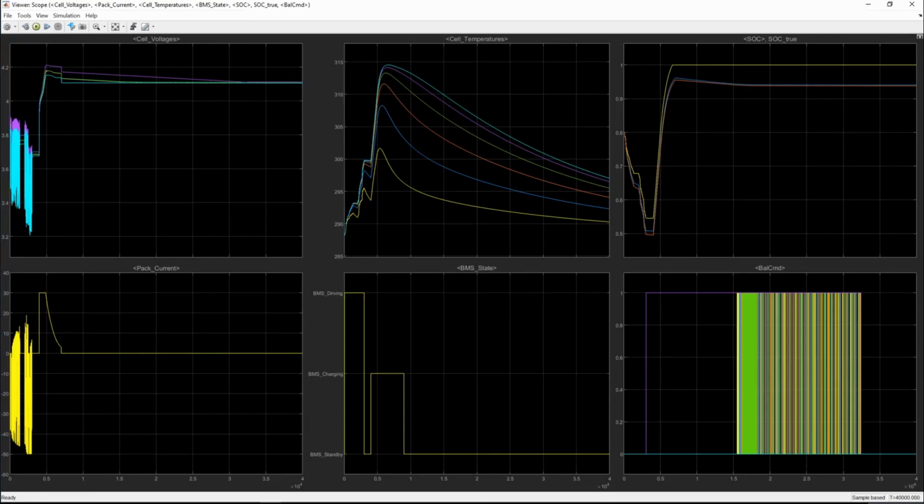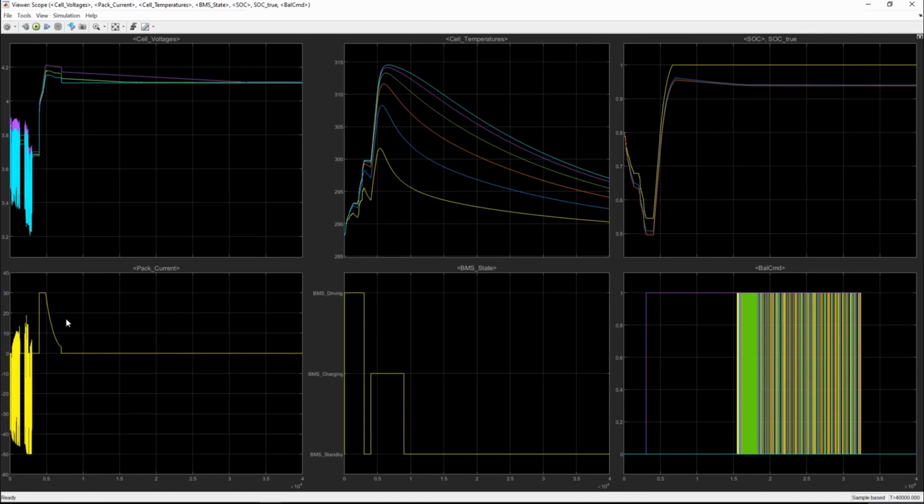In this driving, charging, balancing sequence example, we first observe the individual cell voltages changing as a result of current flowing in and out. At the beginning of the simulation, they are slightly different because we initialized the model with a slight SOC imbalance. Towards the end of the simulation, the values converge towards one another as a result of the balance.